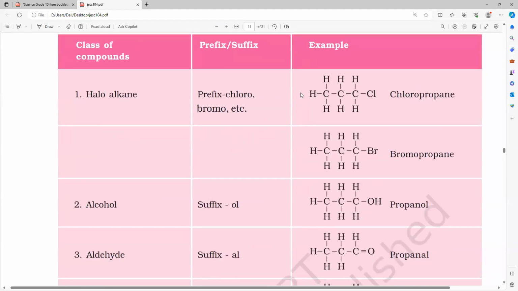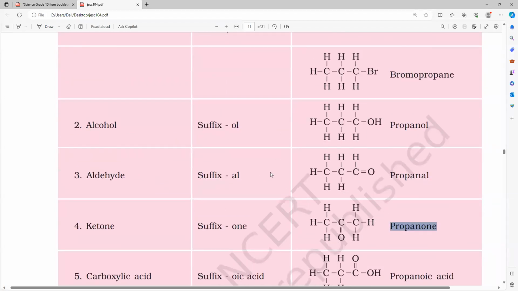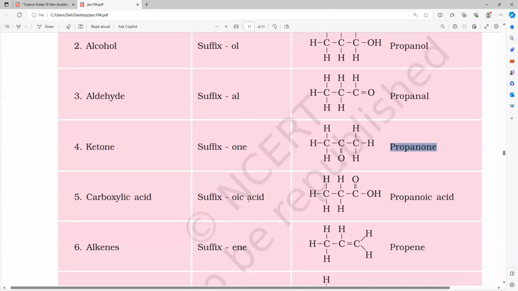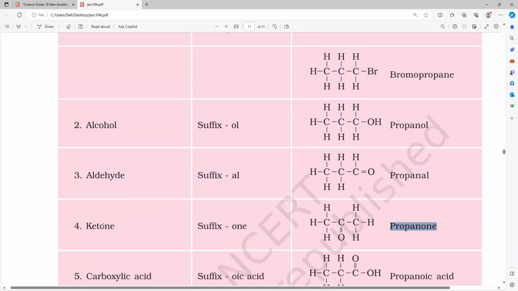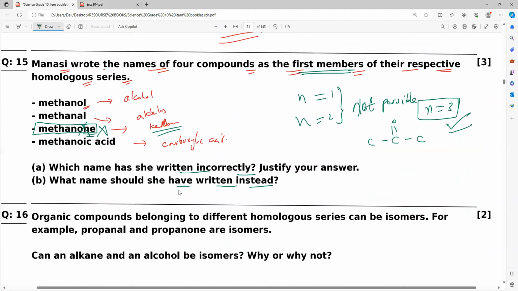Haloalkanes, methane will come. Alcohols also, methanol will come. Aldehydes also, methanal will come. Carboxylic acid also, methanoic acid will come. But ketone alone starts from where, everybody? Propanone. Understood, everyone? So no methanone and ethanone will be present in ketone, because C double bond O must always be present between two carbons. That is the reason it is the wrong answer. Please note it. So instead of methanone, what should she have written, everybody?